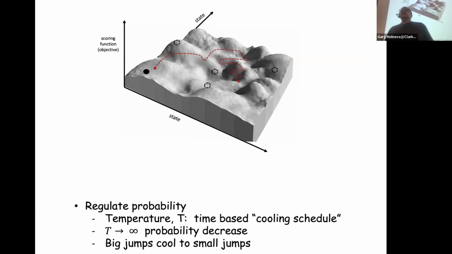So we start with our temperature on a hot schedule and we jump around. In the beginning, this temperature is high, and in the end, this temperature is low. Big jumps when it's hot, small jumps when it's cold.